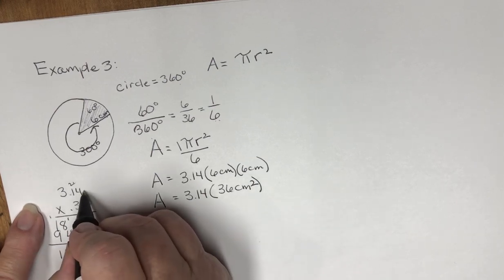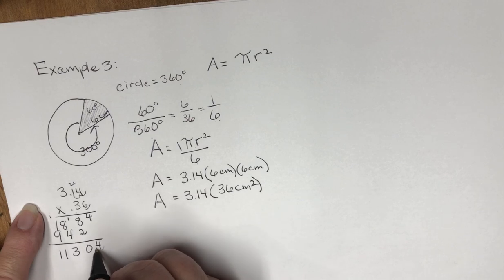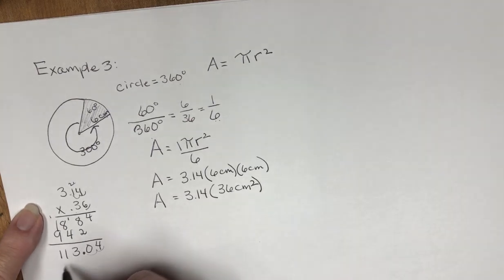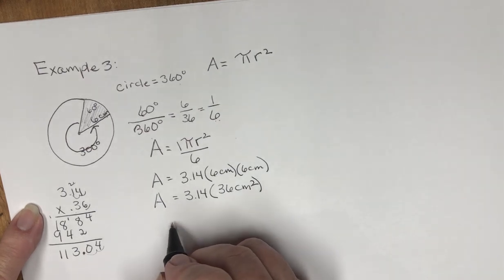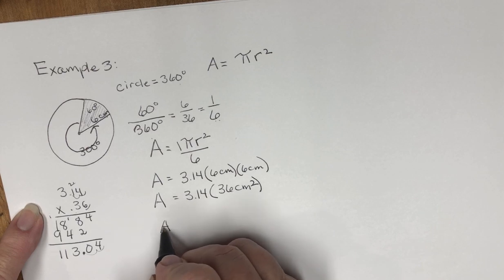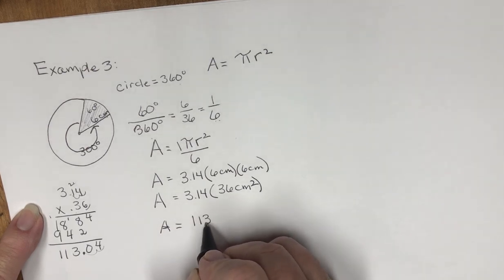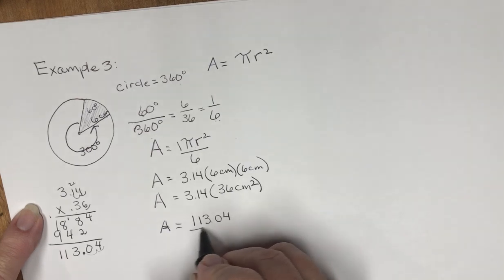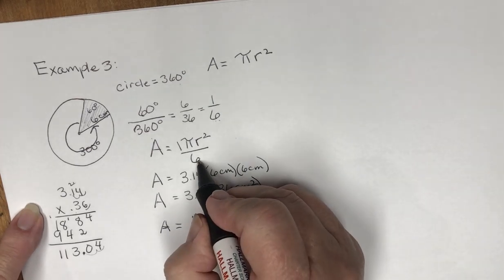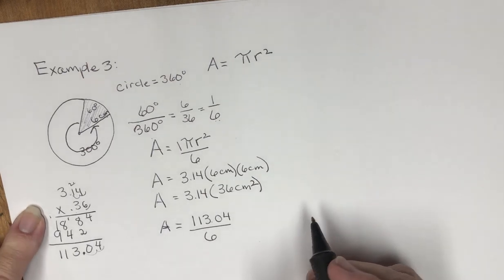And then come over 2 places. 1, 2. So it should be 113.4. So now when I rewrite this, the area is going to equal 113.04 divided by 6, because I haven't done this portion of the equation yet.